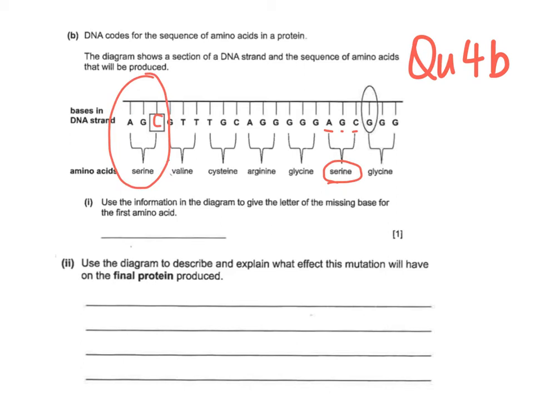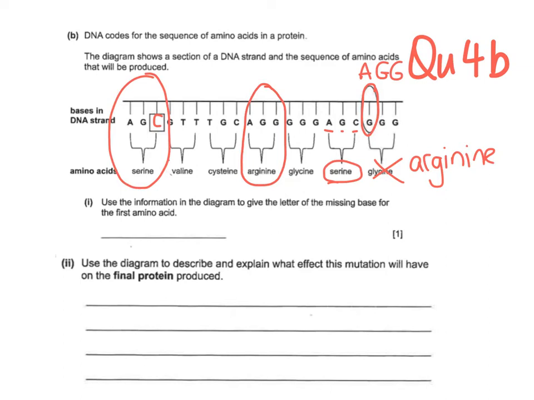Use the diagram to describe and explain what effect this mutation will have. So it says, just in between there, a mutation occurs in the DNA strand causing the base G, circled, to be replaced by another base, A. So if we have A, G, G, are we going to get glycine? Well, let's see, do we have any A, G, Gs along here? There we go. So we're not going to get glycine, we're going to get arginine. So 1 mark if you said that glycine will be replaced by arginine.